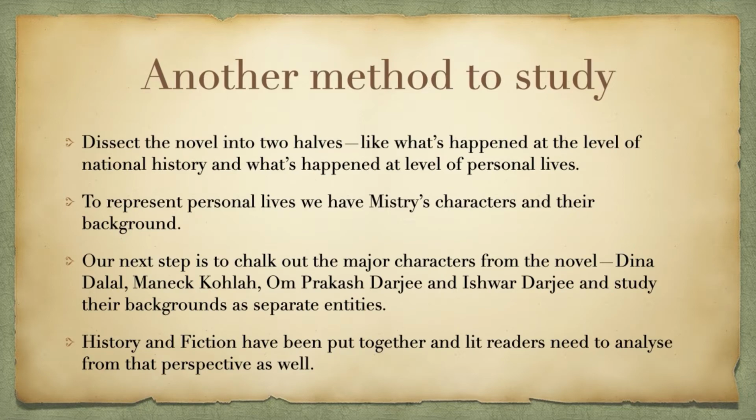Now, another method of study can be to dissect the novel into two halves: what happened at the level of national history and what happened at the level of personal lives. To represent personal lives, we have Mistry's characters, the four famous characters in the novel, and their background. So, our next step is to chalk out the major characters from the novel. And who are they? Dina Dalal, the Parsi widow, Manak Kola, student, Om Prakash Darji, and Ishwar Darji. And study their backgrounds as separate entities.